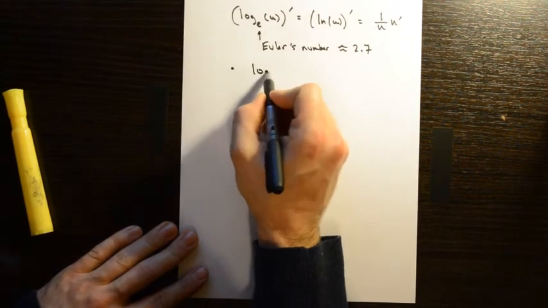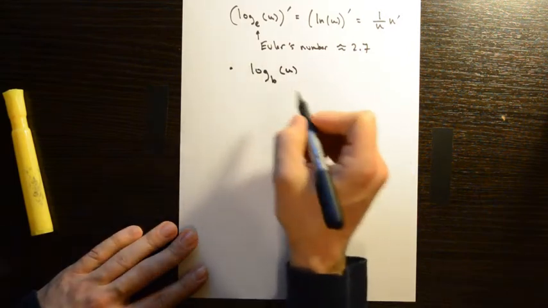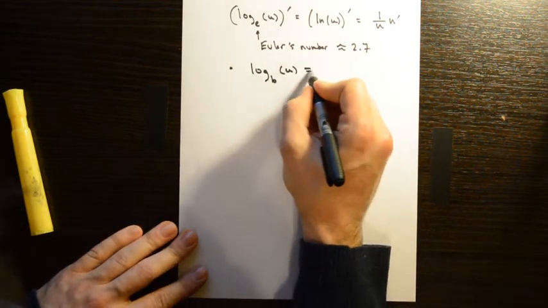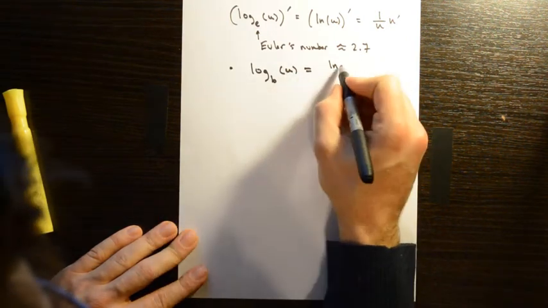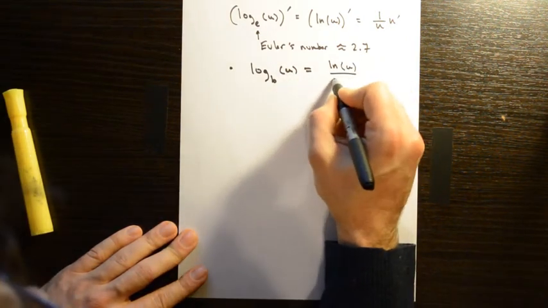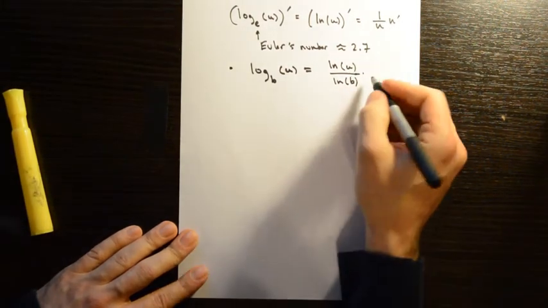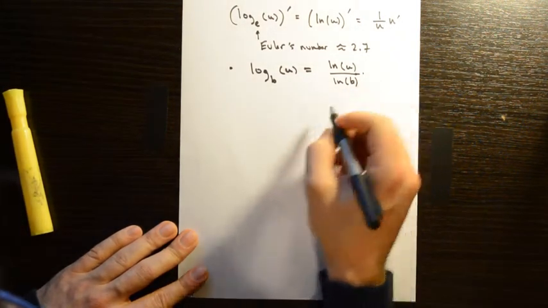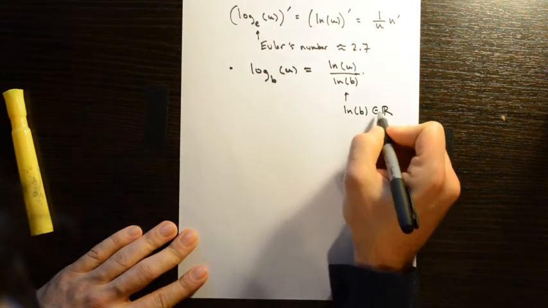If we want to calculate the derivative of log base b of u, then we have to apply the change of base formula for logarithm. So we'll say log base b of u is the natural log of u divided by the natural log of b. Then notice the natural log of b is just a number. So here you have the natural log of b is a constant in R.